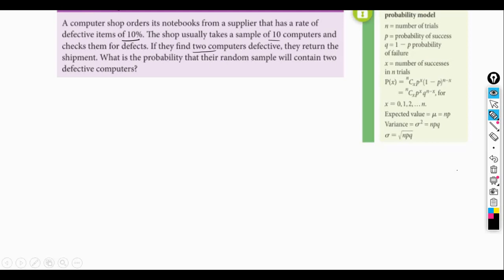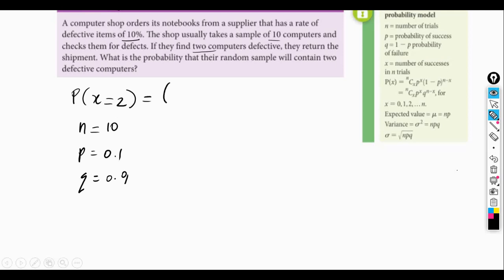So this is the probability that X equals 2, and in this case, let's use the formula. N is the number of trials. In this case, it's going to be 10 computers. We said that X is 2, and then we have the probability of success being 10% or 0.1, which makes the probability of failure equal to 0.9 or 90%. So with this information, we're ready.